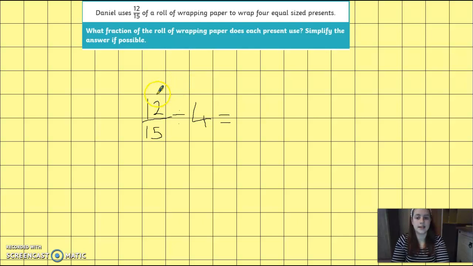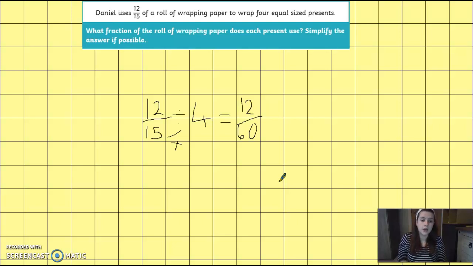So we do the exact same method. So 12 stays over here on the top. Then we do 15 times 4, okay? Which is going to leave us with a big fraction. So we're going to have 12/60. Okay, now 12/60 is right.